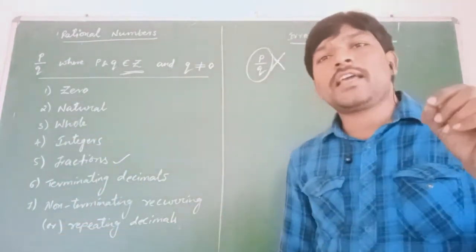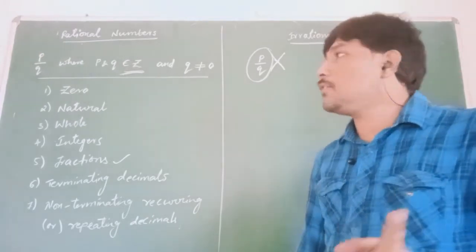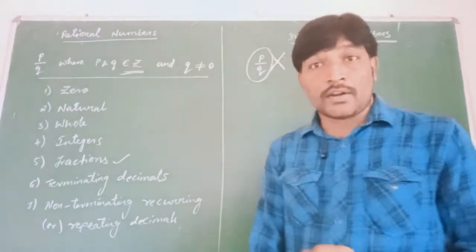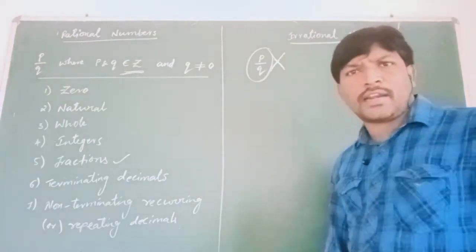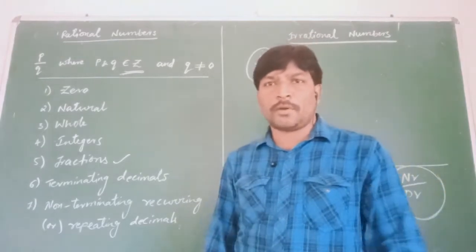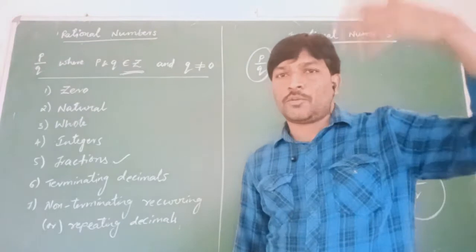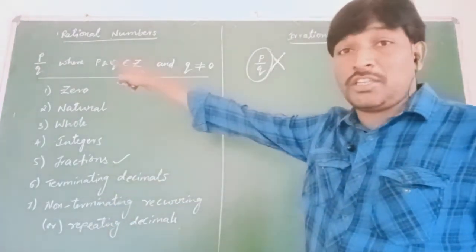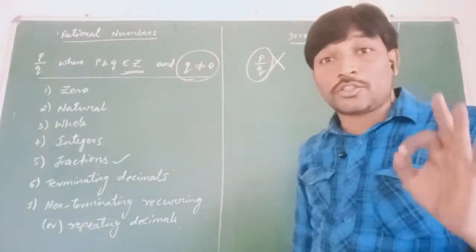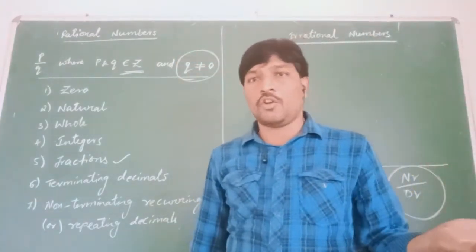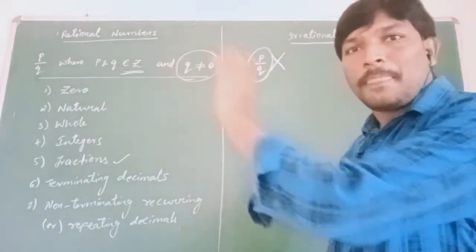But these other numbers, we can express or write in the form of p by q. For example, 0 we can write as 0 by 1, 0 by 2, 0 by 3, 0 by 4, 0 by 5, 0 by 6, 0 by 7 and so on. The definition clearly mentions that only the denominator should not be 0, but the numerator may be, no problem at all. So 0 can be written in fraction form, so it's a rational number.